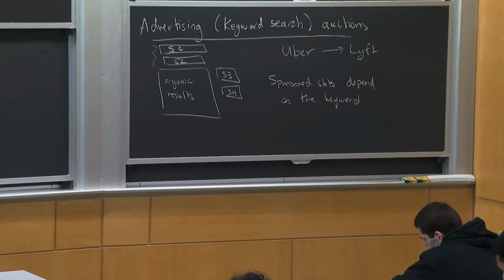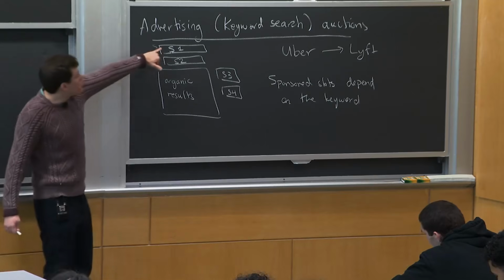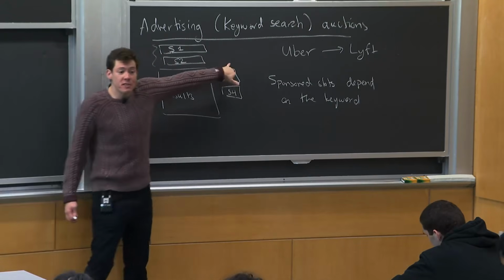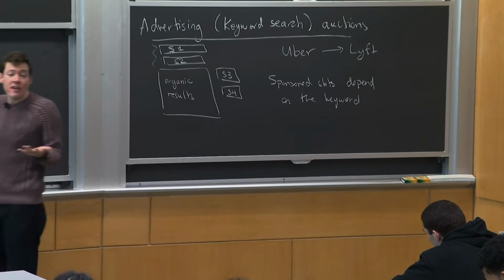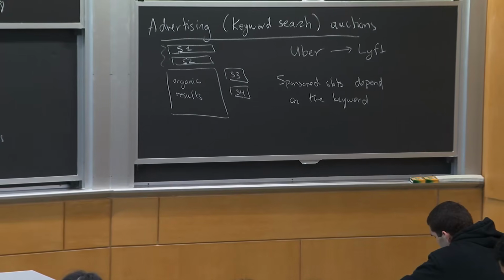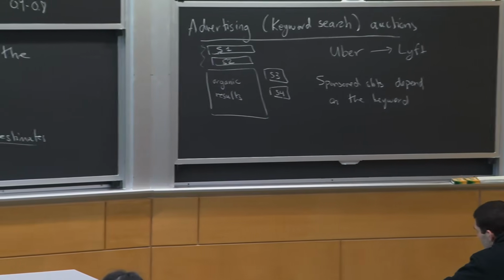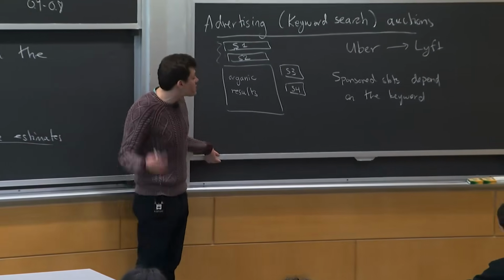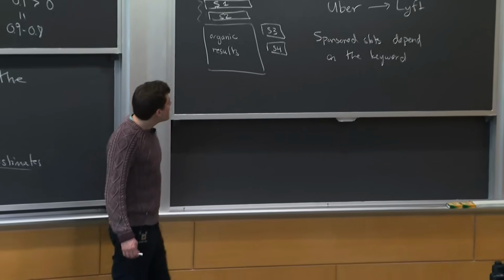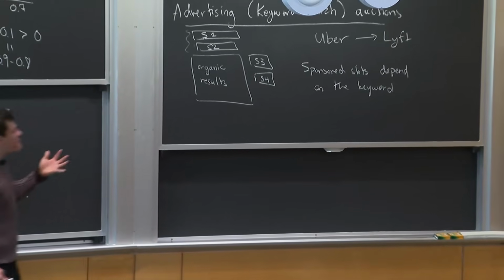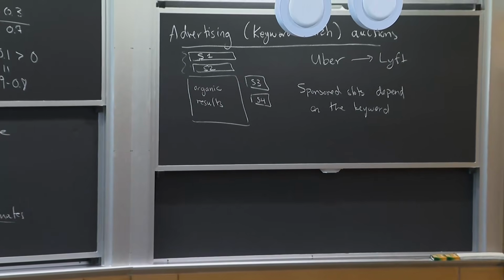Now, how does Google decide who gets to be in this slot, who gets to be in this slot, who gets to be in this slot? They run an auction among the advertisers. And this is actually, maybe in numerical terms, the most important auction we see in the world. Hundreds of billions are raised every year doing this. And today we're going to analyze a very simple model of this kind of sponsored search auction.